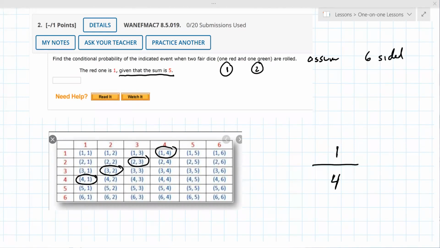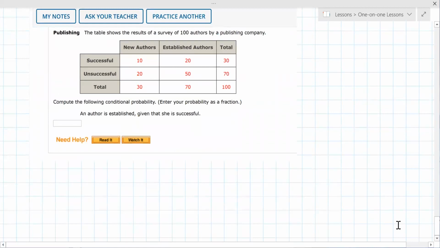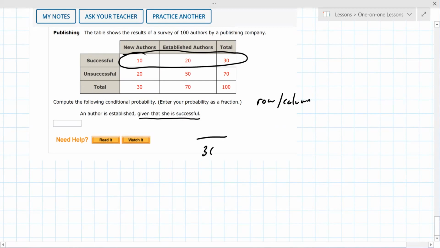All right, number 4 is a problem you would definitely see on an exam. Probably something you've even seen in previous classes. So conditional probability, whenever you have a table like this, it reduces you either to a row or a column. Okay, given that she's successful. Notice I don't even look at the first part, just given that she is successful. So that's right here. So there's 30 that we care about. That's our new sample space.